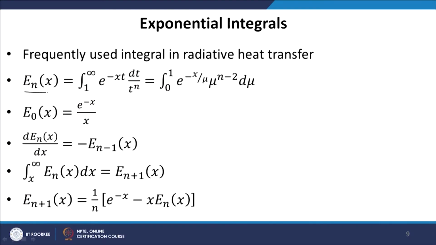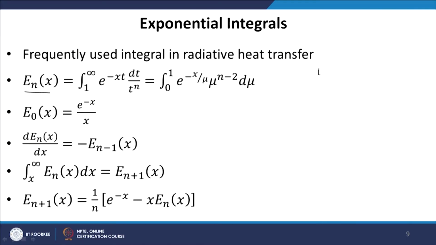So, we define the exponential integral E_n(x) as equal to the integration from 1 to infinity of e^(-xt) dt over t^n, where t is a dummy variable in the integration. This is called the exponential integral of order n in variable x. So, E_n(x) is the exponential integral of order n in variable x.